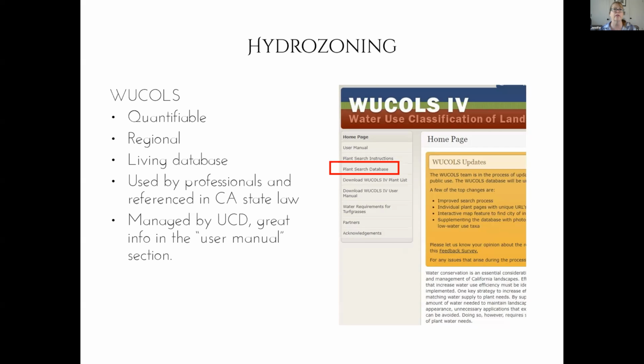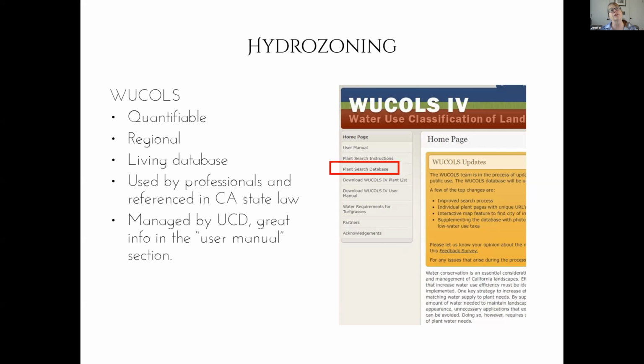I became aware of it first in 2009. I think that's when they started it, but I'm not positive if I'm misremembering. It is used by professionals and referenced in state law for water budgeting. That's called MWELO, and I won't get into that. But this is the main reference I use to gather plants together by their need for water. And it is also, just like Calscape, searchable. You can export lists, you can do all kinds of wonderful things.